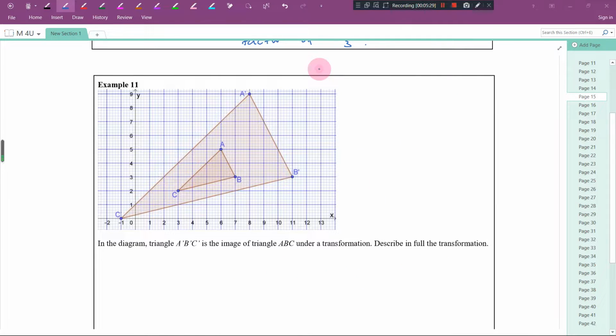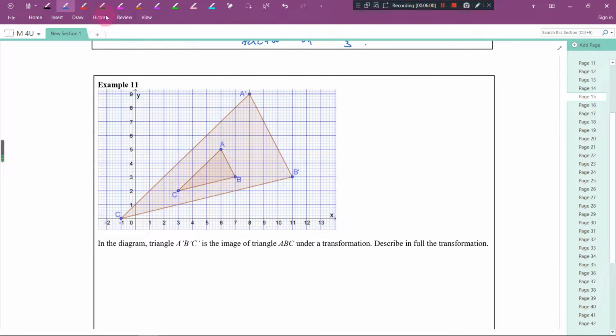Okay, now let's try another example. In the diagram, triangle A prime, B prime, C prime is the image of triangle ABC under a transformation. Describe in full the transformation. We know that this transformation is actually an enlargement, right? To describe an enlargement, we need two things: center of enlargement and also the scale factor. Let's get the center of enlargement first.